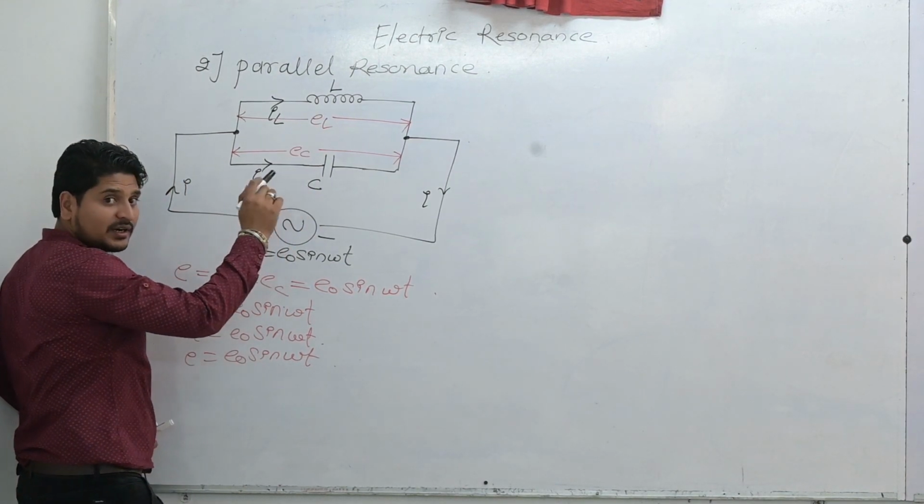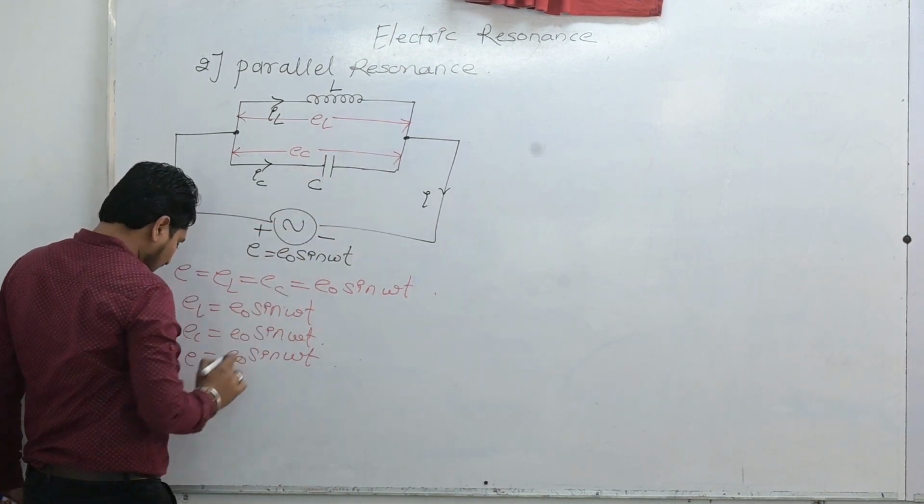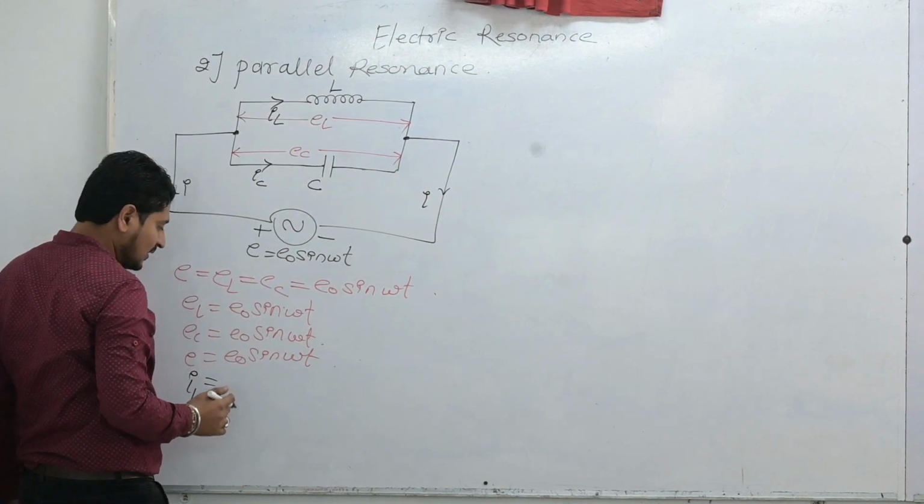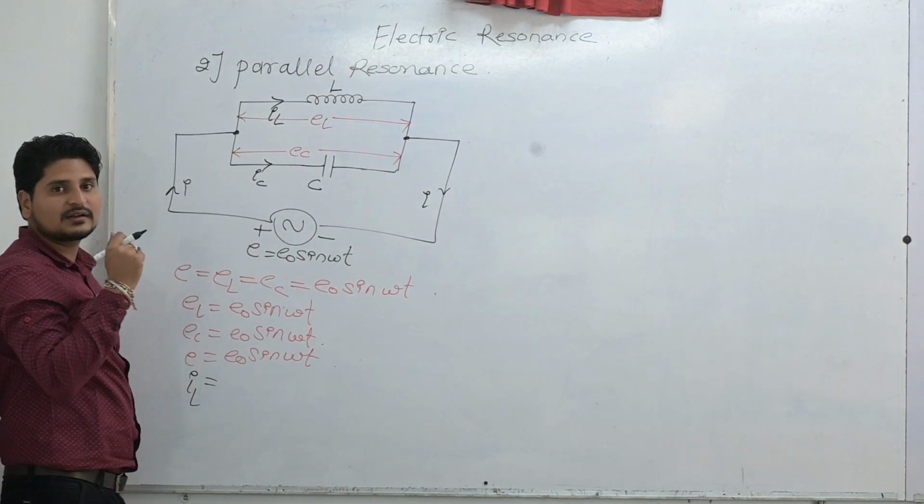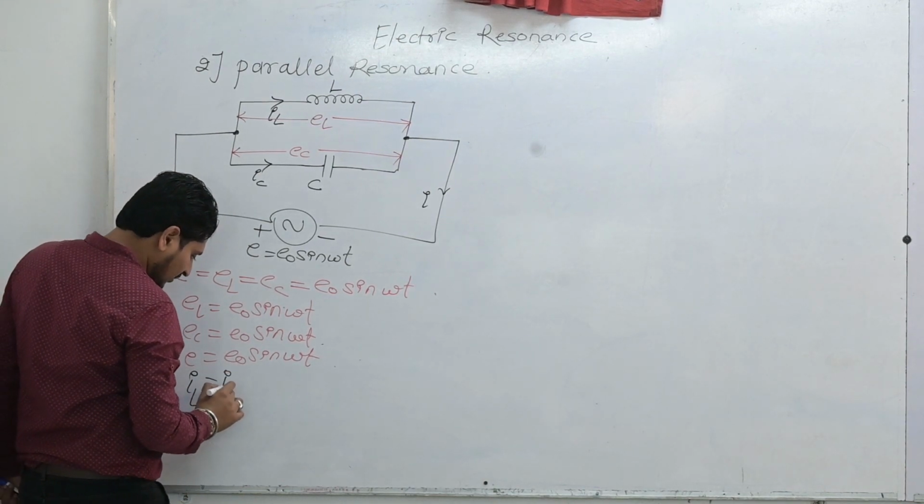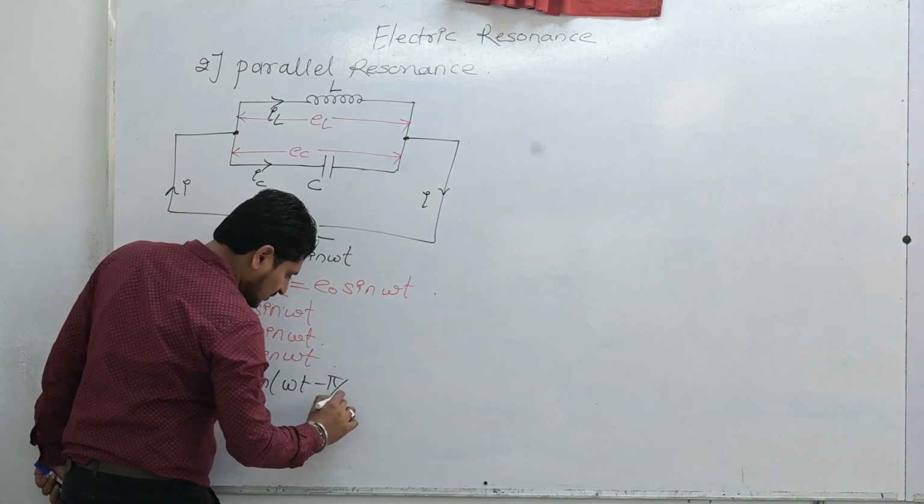In terms of capacitor, current leads by pi by 2. So that's why we are taking two equations for the current. So IL, current across the inductor IL. In an inductor, the current lags the EMF by pi by 2. That's why your equation becomes I naught sine omega t minus pi by 2.